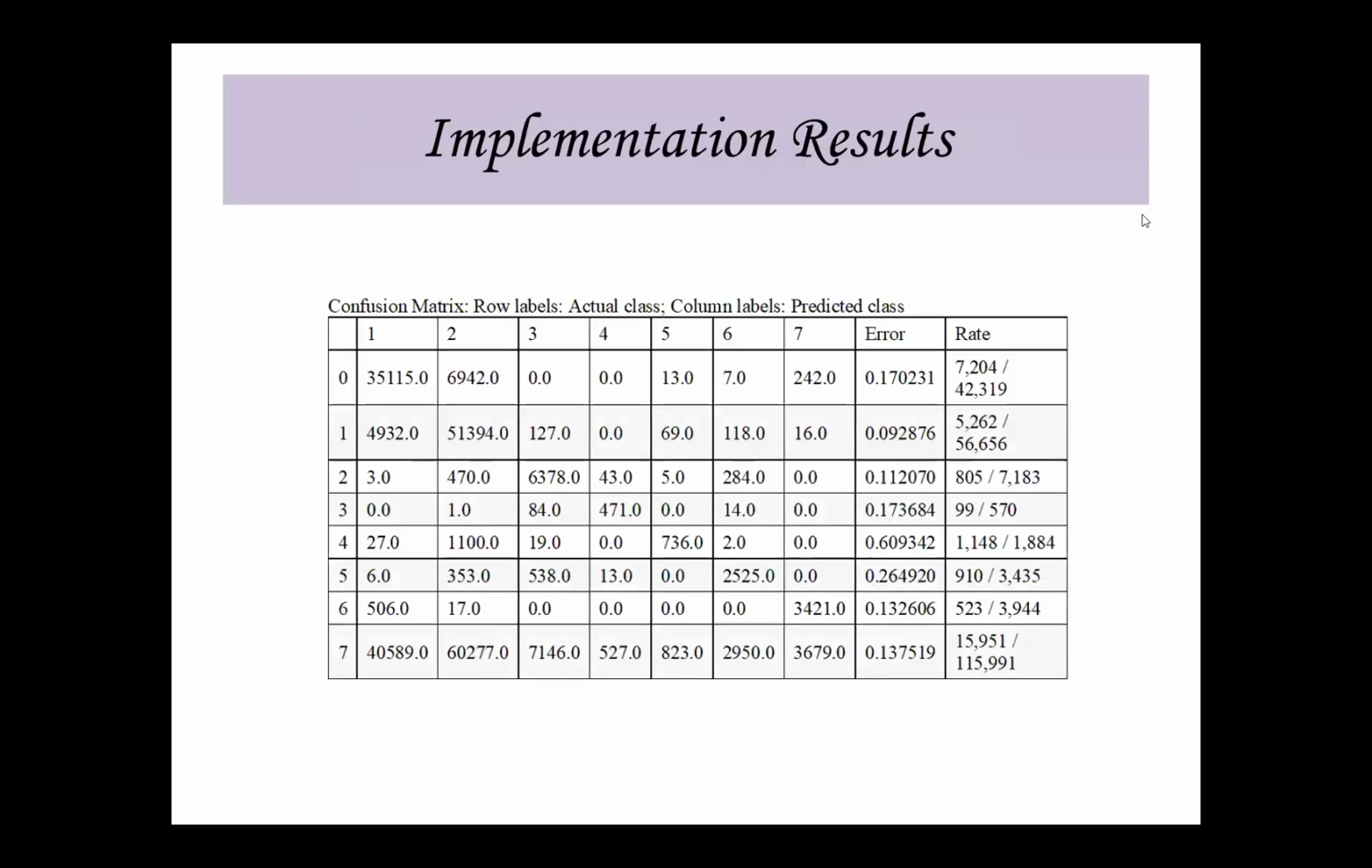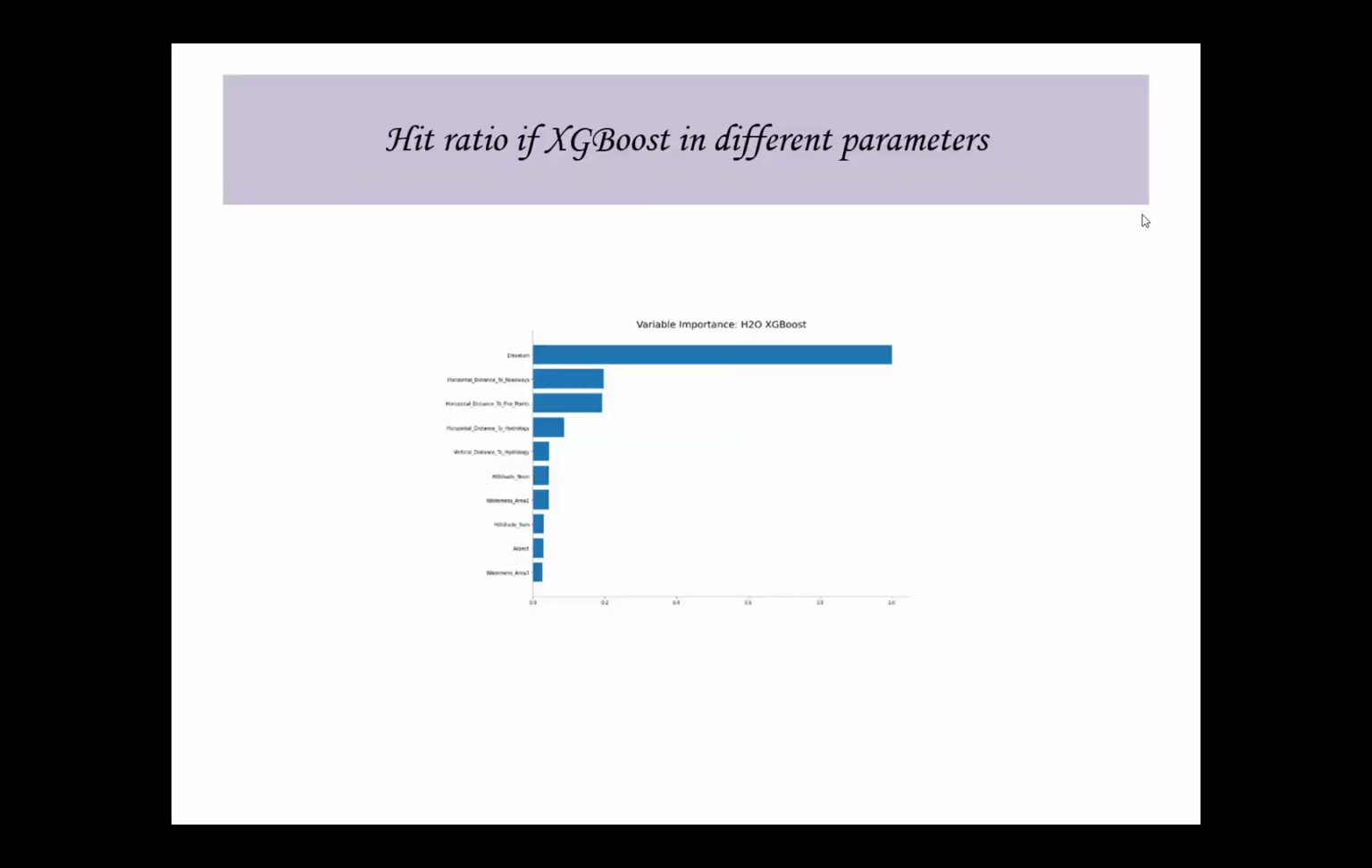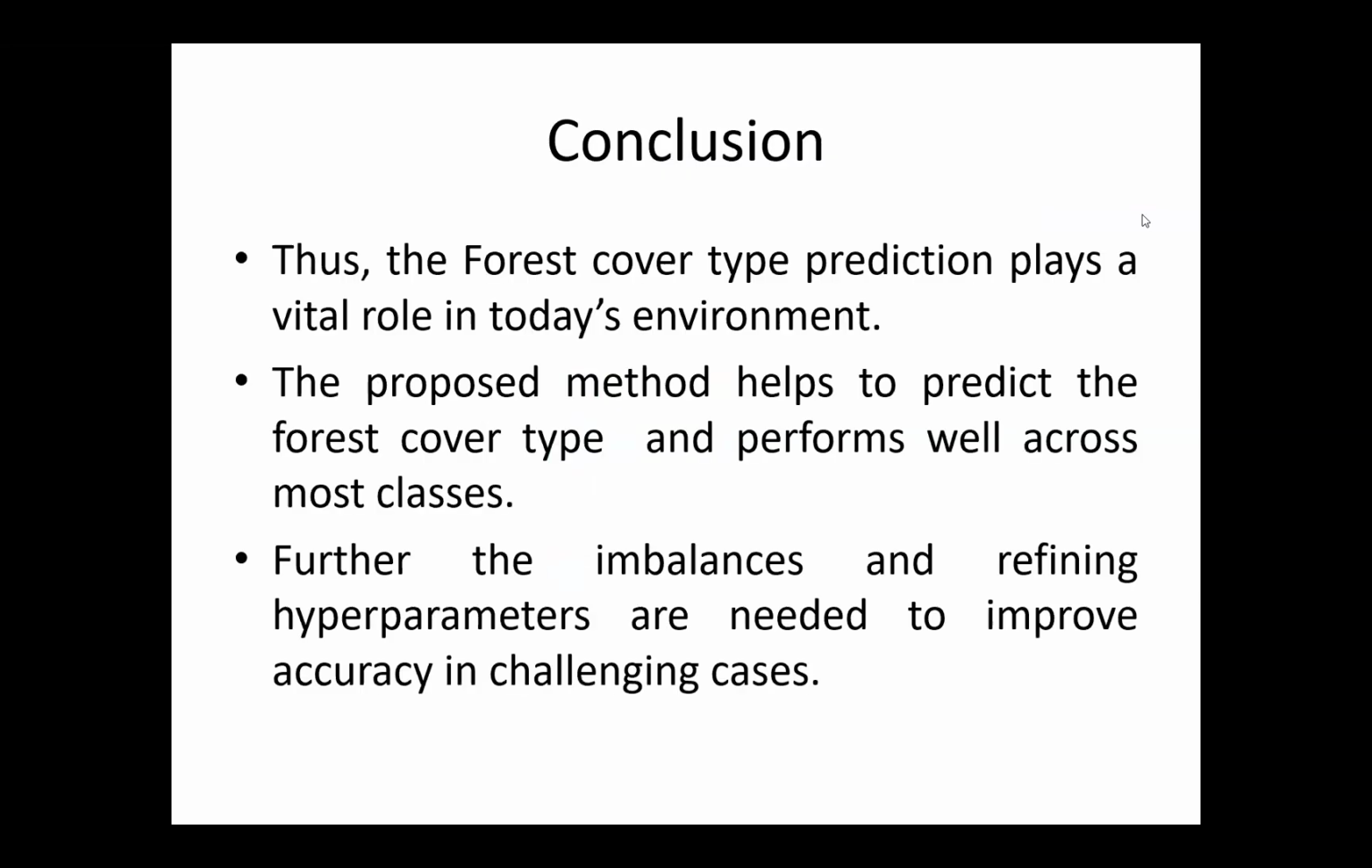This is the implementation result using the confusion matrix. The row represents the actual classes and the column represents the predicted classes, along with the error rates and the rate at which the MSE has been calculated. This is the success ratio of the different classes of forest cover type and the hit ratio of the different classes. And this is the hit ratio of gradient boosting for different parameters like elevation, slope, and aspect, and based on that, the graph has been shown.